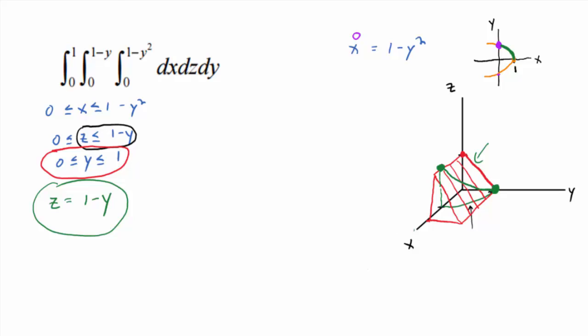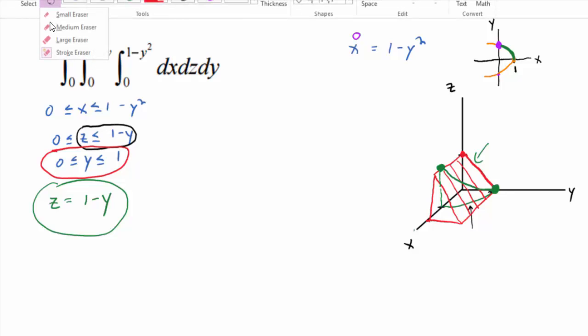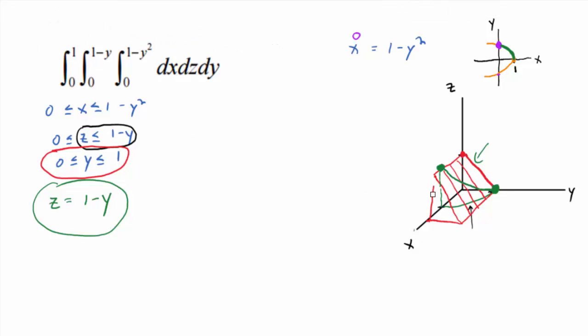And now I'm going to erase the extra stuff, the stuff I don't need. Maybe I ought to use the stroke eraser. No, that's too dangerous. I can't do it. It's too dangerous. Okay. So the part I'm erasing right now is extra.